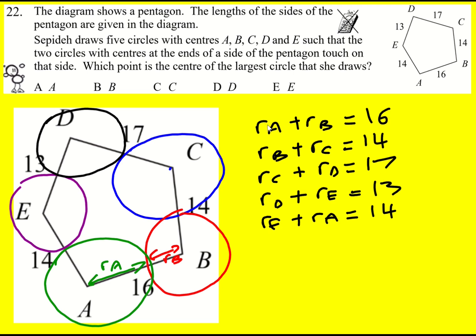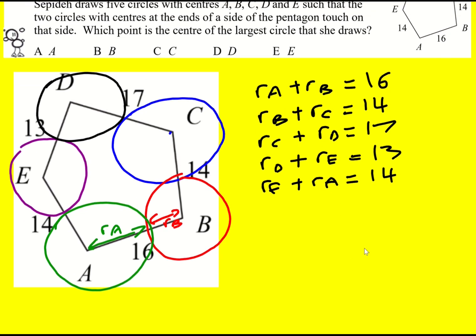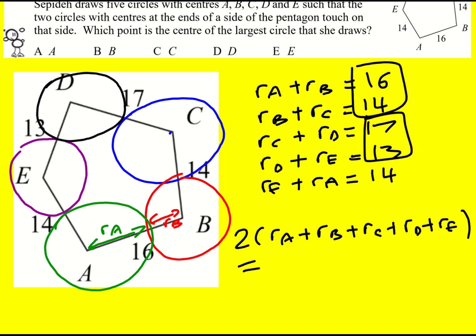You could rearrange to make RA the subject and substitute in, but actually there's a little trick here. We can just add them all together, and that's going to give me 2 lots of RA plus RB up to RE, because they appear twice in each. And that is going to equal, well, this is 30, this is 30, so that's 60, 74. And therefore the sum of all the radii is going to be 37.